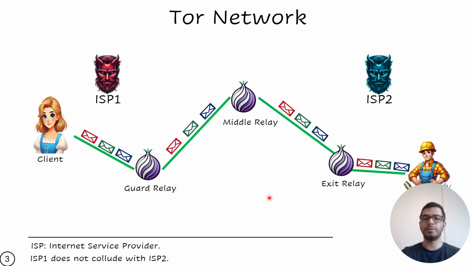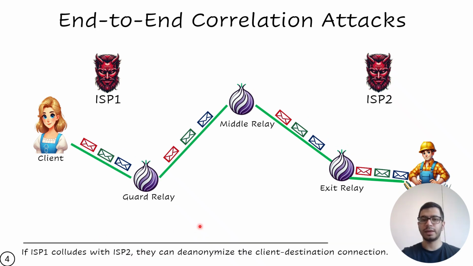However, this anonymity is provided under two critical assumptions. The first assumption is that the guard relay and the exit relay are not owned by the same entity. And the second assumption is that the internet service provider who observes the communication from the client to the guard relay is not the same as the one who owns the network from the exit relay to the destination. As you might guess, if the latter is the case, unfortunately the client to destination connection can be compromised.